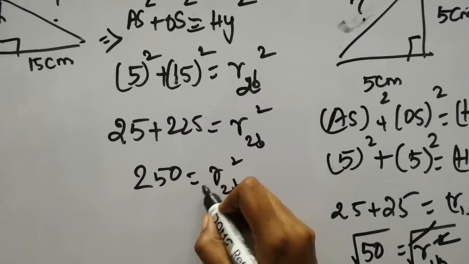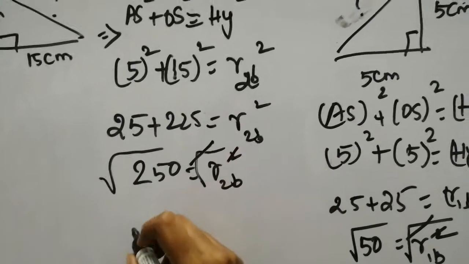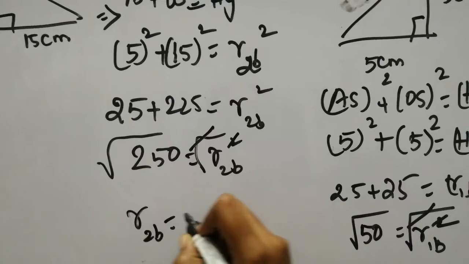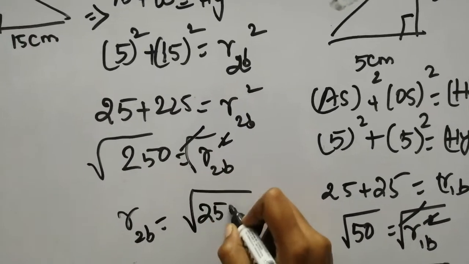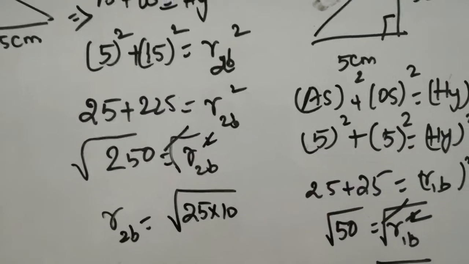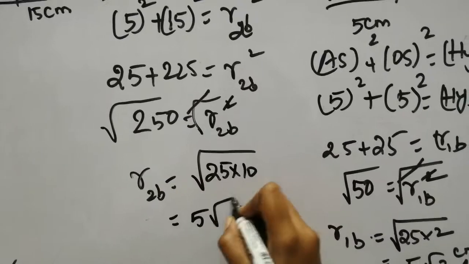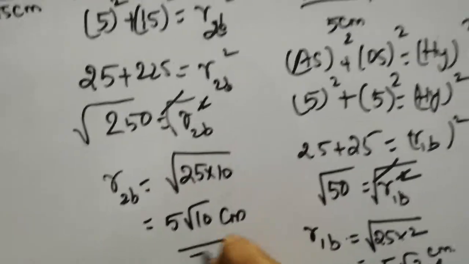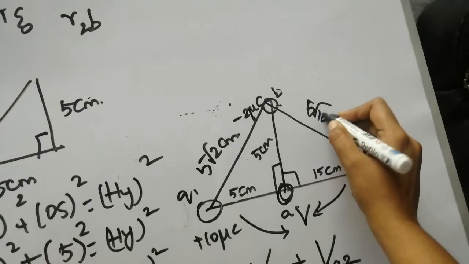I want only R2B, so take the square root on both sides. Square and square root will get cancelled off. Then the R2B value will be root of 250, which can be written as 25 into 10. So root of 25 is 5 and root 10 as such. So this would be 5 root 10 centimeter. So this distance is 5 root 10 centimeter.